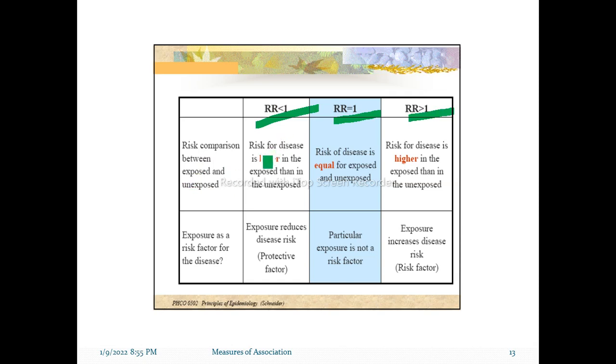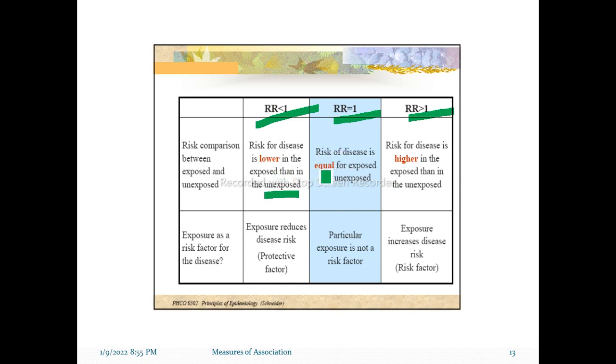Risk for disease is lower in the exposed than in unexposed. So the risk of developing disease is lower in the exposed group than in the unexposed group. That means the risk of disease for the exposed group is lower than in the unexposed group, so it is protective.